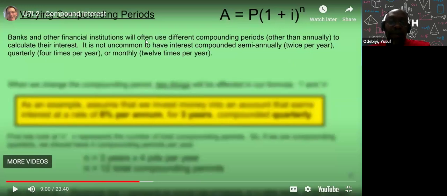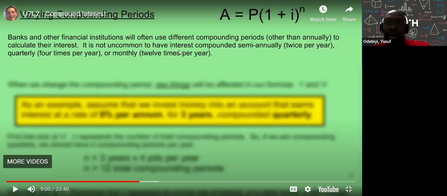But because you have different compounding periods, it says here, banks and other institutions will often use different compounding periods other than annually. The reason is, say for example, your credit card is compounded daily. And the more compounding periods you have, the more money you end up paying. So the credit card company is compounding daily.